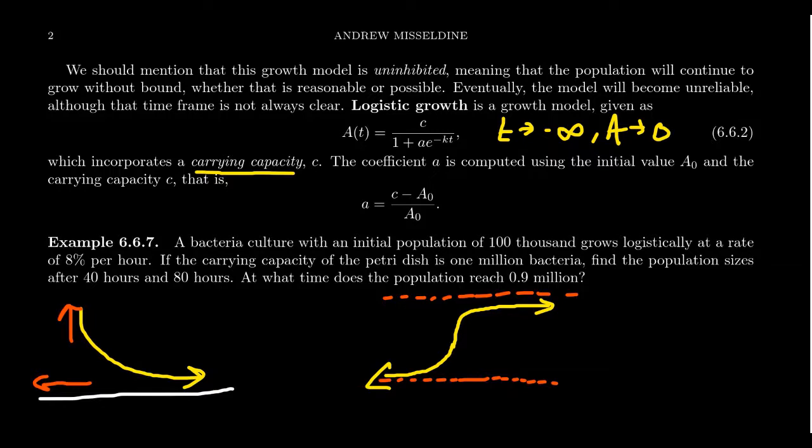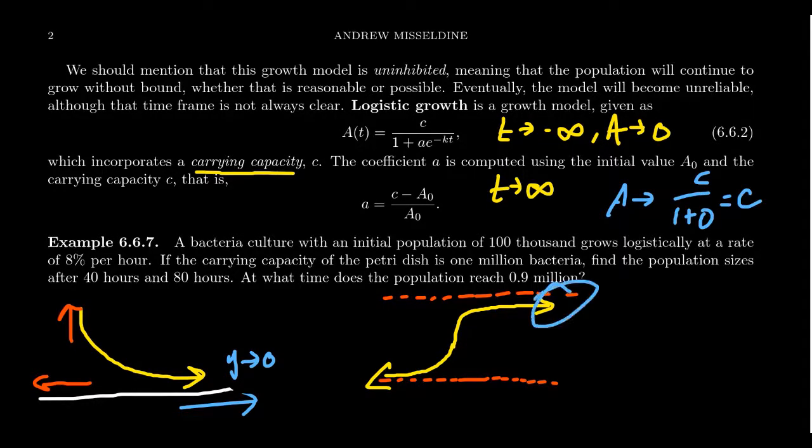But on the other hand, if we send t off towards infinity here, we're now asking what happens as we go to the far right of this graph? In this case, the y-coordinate of the exponential function is going to go towards zero. But with this logistic model, this thing is going to look like c over 1 plus 0, which then becomes c, which then suggests this end behavior right here.